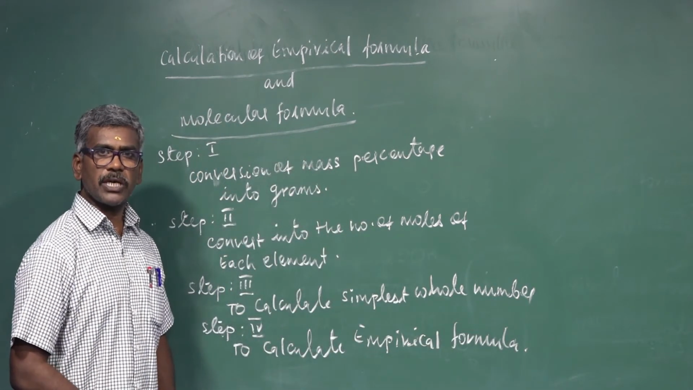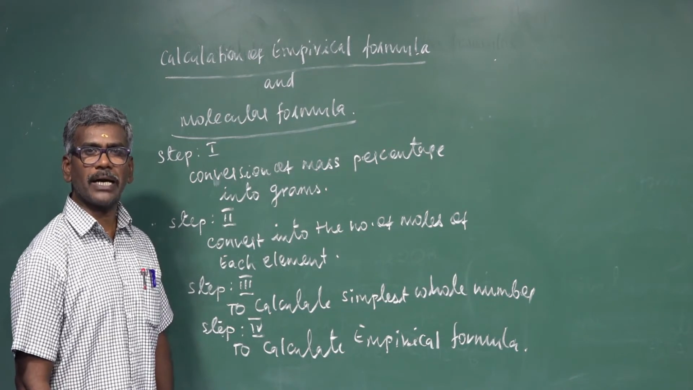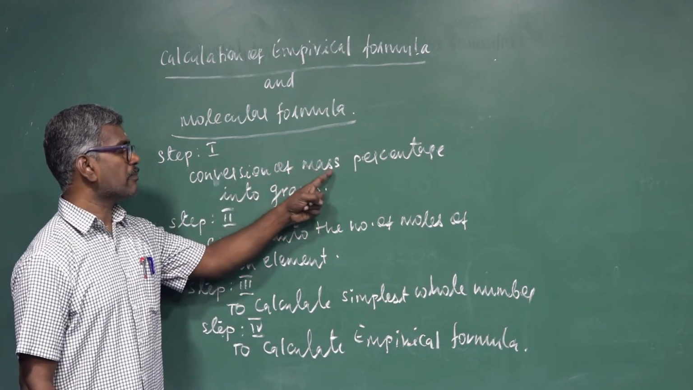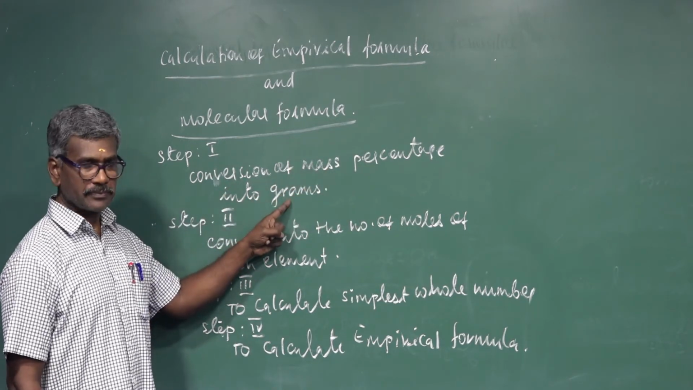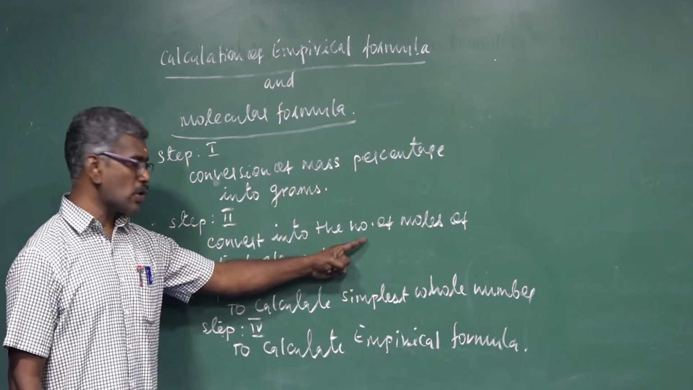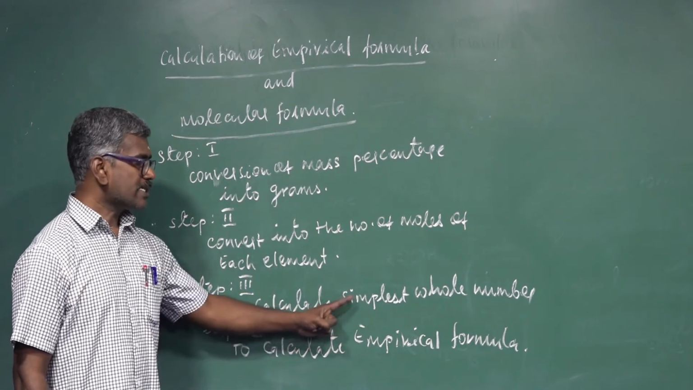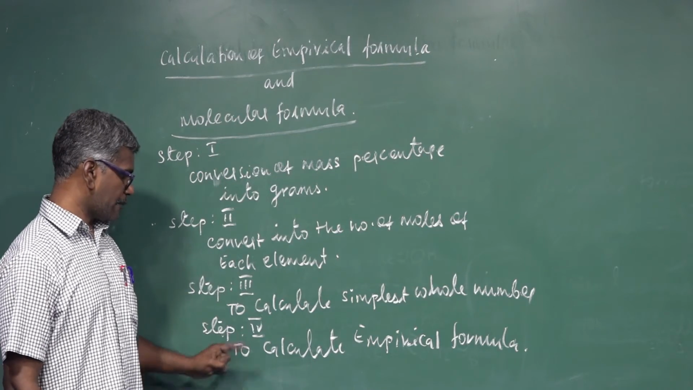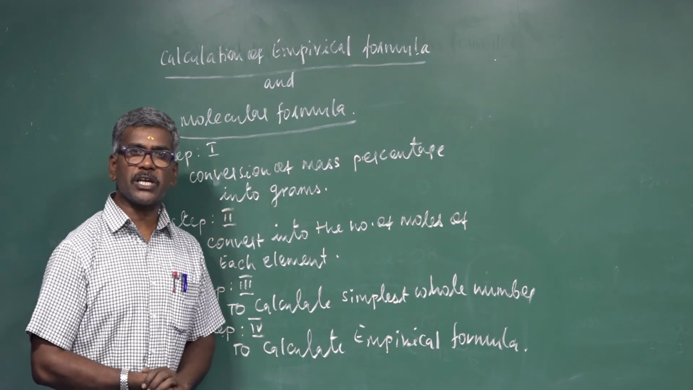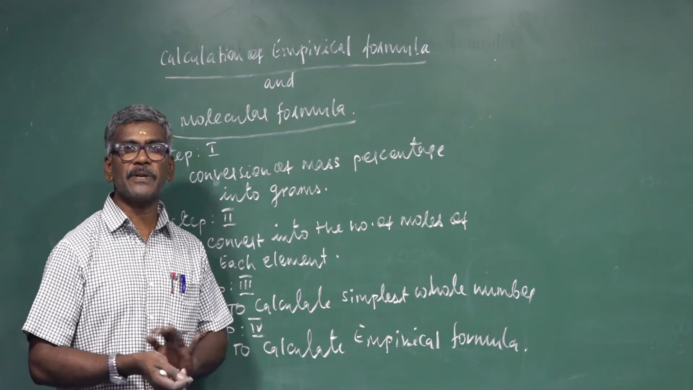These are the 4 steps to follow to calculate empirical formula and molecular formula. Step 1, conversion of mass percentage into grams. Step 2, convert into number of moles of each element. Step 3, to calculate simplest whole number. Step 4, to calculate empirical formula. After knowing the empirical formula, next we have to find out the molecular formula. This is the simplest way.